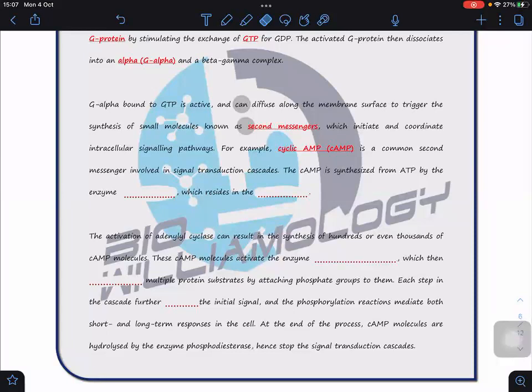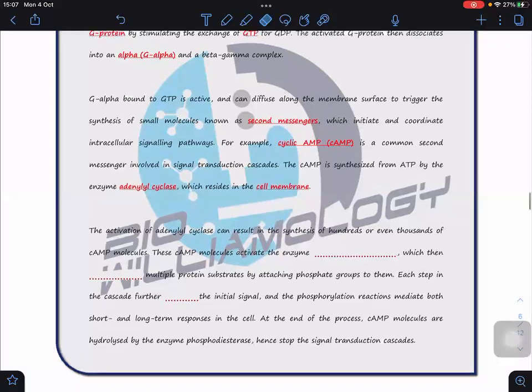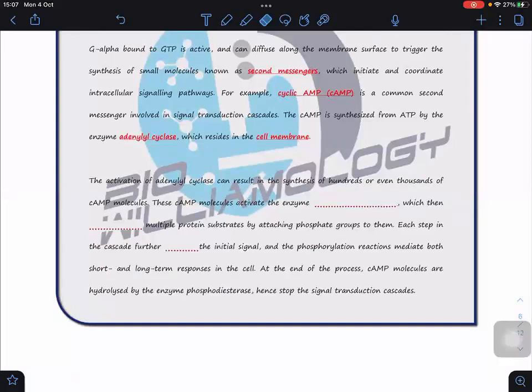So cAMP is synthesized from ATP by the enzyme adenylyl cyclase, which is located at the cell membrane. The activation of adenylyl cyclase can result in the synthesis of hundreds or even thousands of cAMP molecules, not per unit time, but overall. So this cAMP molecule activates the enzyme protein kinase A. This is very important. Protein kinase A then phosphorylates.